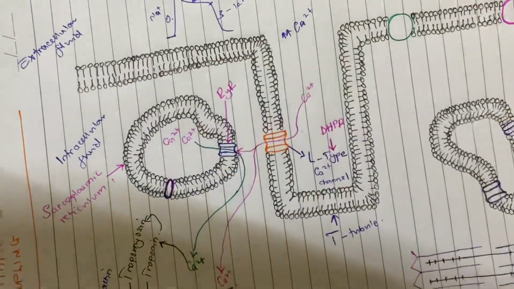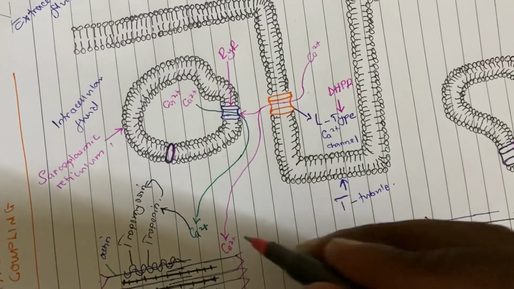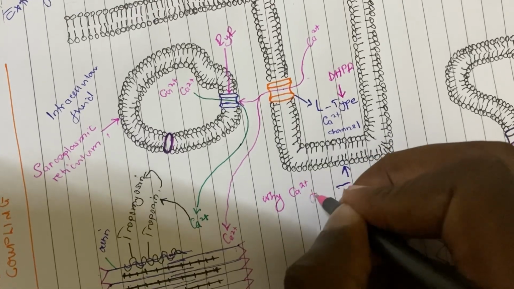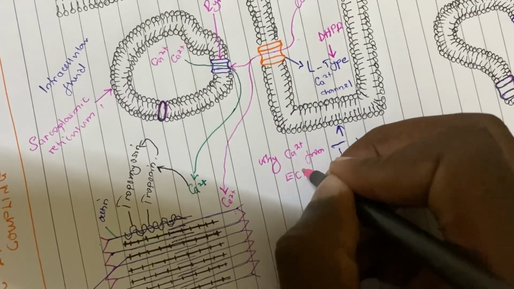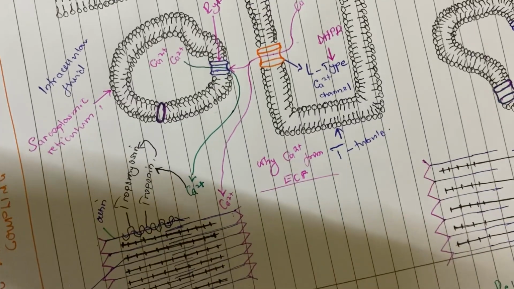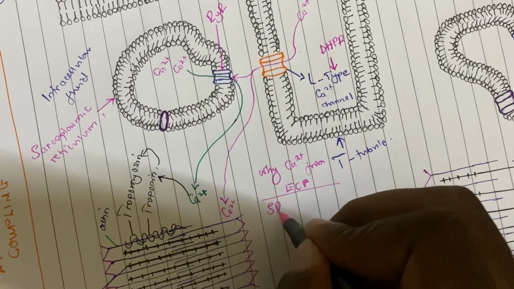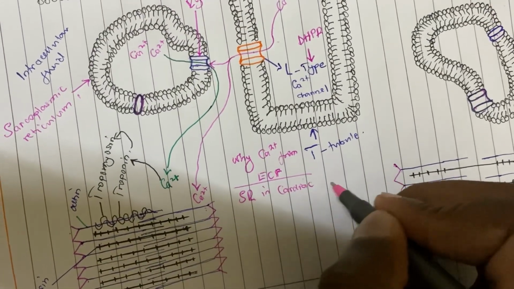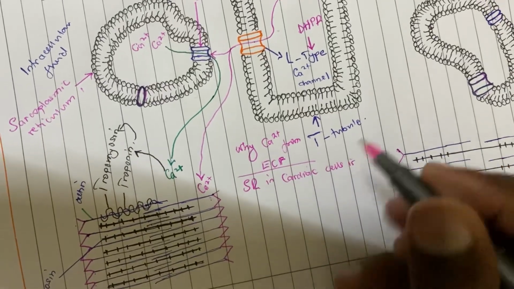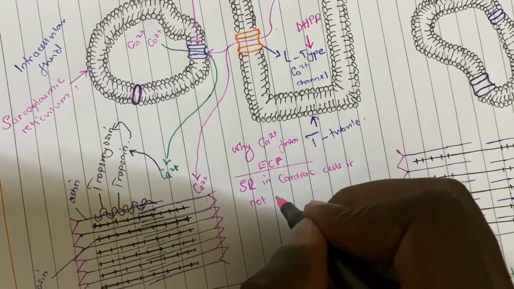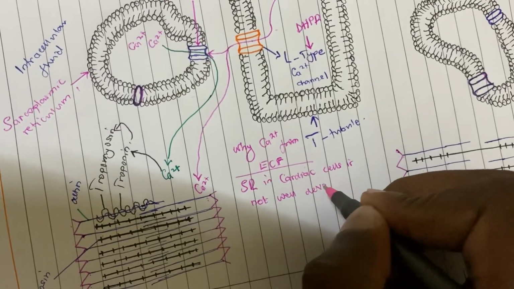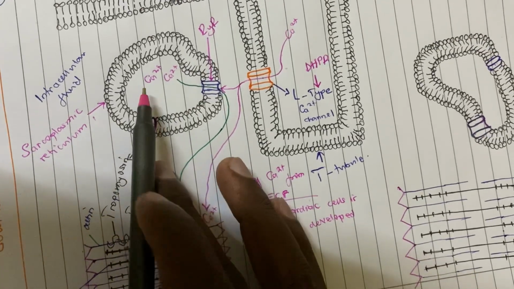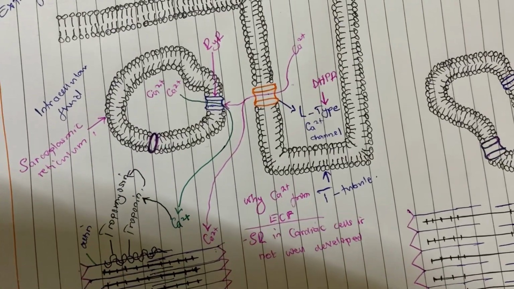One, the sarcoplasmic reticulum in cardiac cells is not well developed. Why do we need calcium from the ECF, the extracellular fluid? Because the sarcoplasmic reticulum in cardiac cells is not well developed, so the calcium stored inside here is not enough.